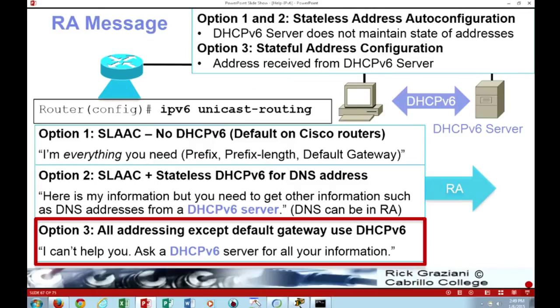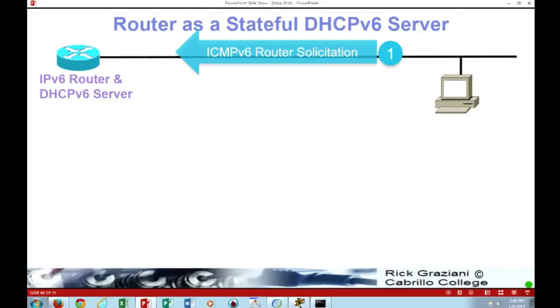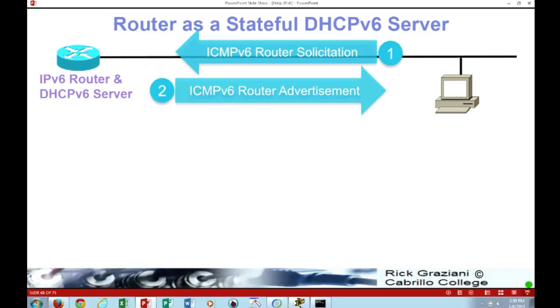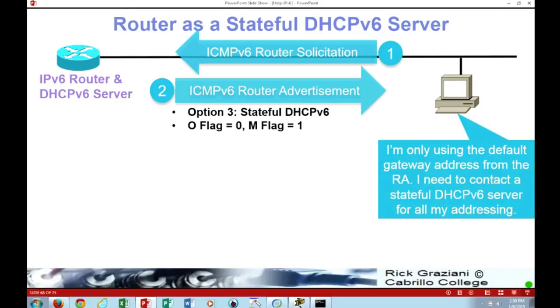Okay, the third option, stateful. So same thing, router solicitation message, router advertisement. Let me mention something about this router advertisement message. It is not the router dictating to the device and saying, this is how you must get your address. Do you think the host could ignore this router advertisement and just do what it pleases? Go talk to a DHCPv6 server, no matter what this router advertisement says? Sure. Yeah. It's a suggestion to the device. Okay. The difference here is we have what we call the M flag set to 1, the managed configuration flag.